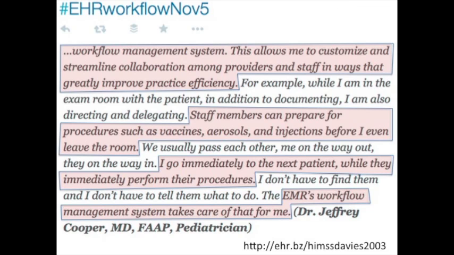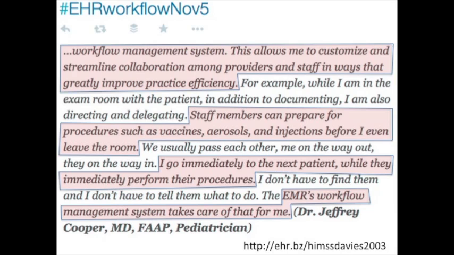Okay, what's it like to actually use an EHR workflow system? Well, in 2003, 2004, and 2005, the first three HIMSS Davies Awards for excellence in ambulatory EHR use went to an EHR workflow system. I'm quoting from those 15-page applications. In the lower right, you can see EHR.biz, HIMSS Davies 2003. You can actually pull up the original application, and I'm quoting from it. Dr. Cooper, a pediatrician, is talking about, he's not talking about an electronic health record, he's talking about a workflow management system. It allows him to customize and streamline collaboration among providers and staff in ways that improve efficiency.